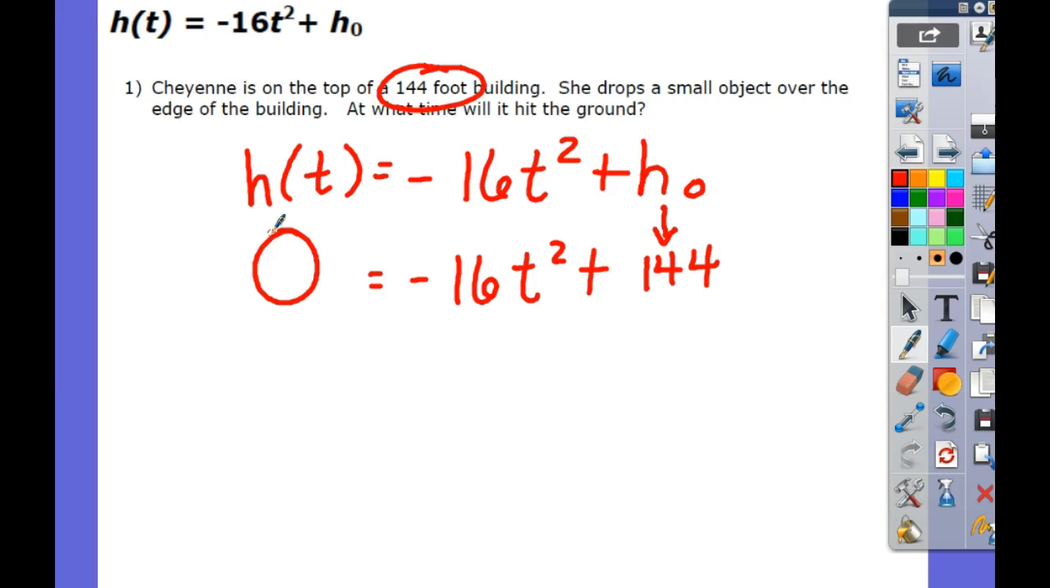We're finding the x-intercept. When you are finding at what time it will hit the ground, you are finding the x-intercept. We could find that by completing the square. But since there's no b in this equation, there's actually an easier way. All I want to do is solve for t. So if I'm going to solve for t, what am I going to do with the 144?